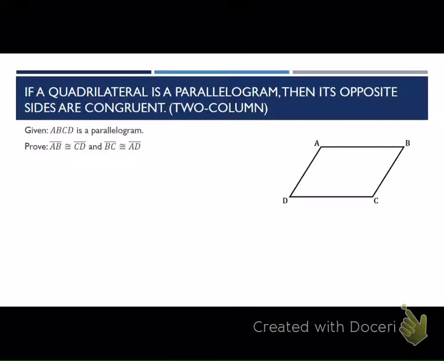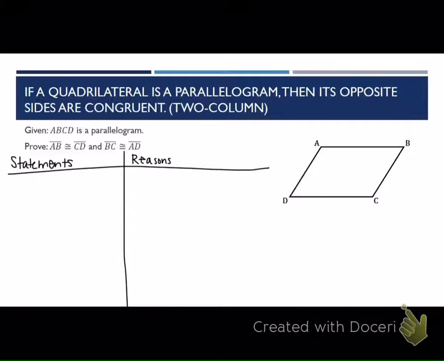Okay. ABCD is a parallelogram. We're going to prove opposite sides are congruent, so we're going to do a 2-column proof this time, just to give those of you that like different things those options. So the 2-column proof is statements and reasons. And we always start with our givens. So we know ABCD is a parallelogram.